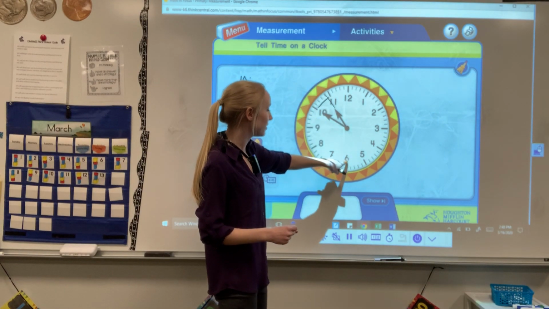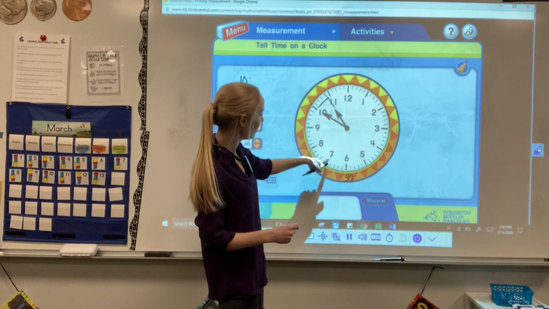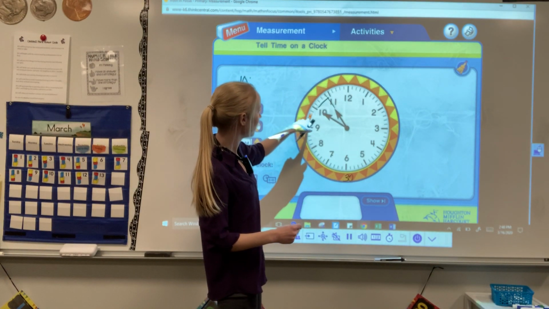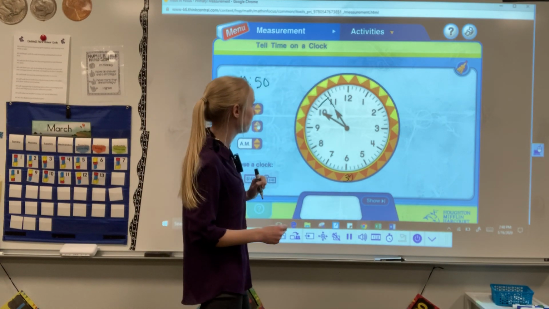Okay, so the hour is still 10, so let's look at our minute hand. So I know that the 6 is 30 minutes. So I'm going to start there. So 35, 40, 45, 50. So it is 10:50.